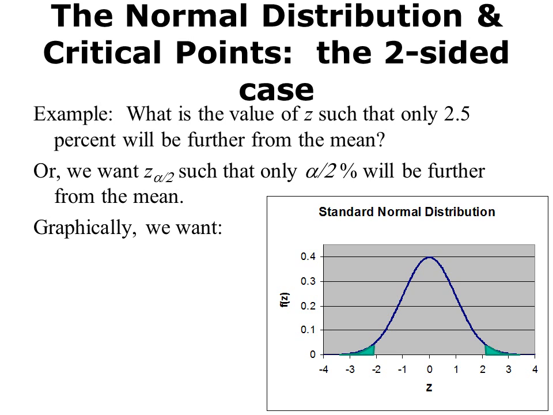In this case, what we would want is to find the z alpha over 2 associated with that alpha over 2%. So in our 5% case, we recognize that there's going to be 2.5% in the upper tail and 2.5% in the lower tail that we're just simply not going to be able to accommodate. Graphically, what we want then is the z alpha over 2 associated with this case, with the two-sided case.